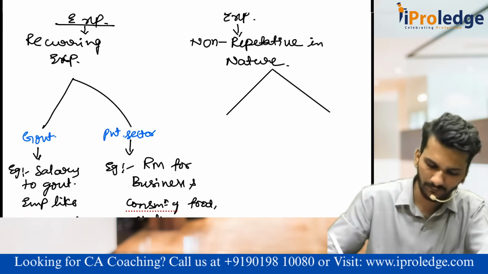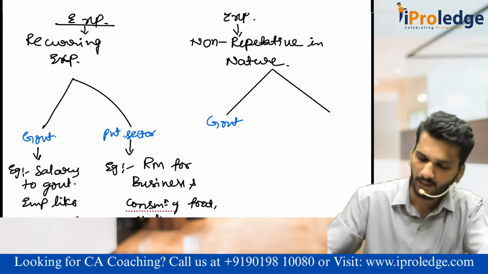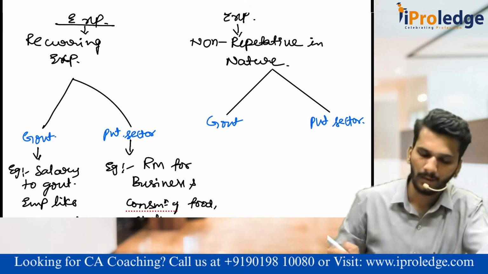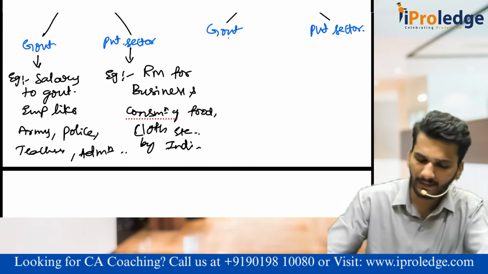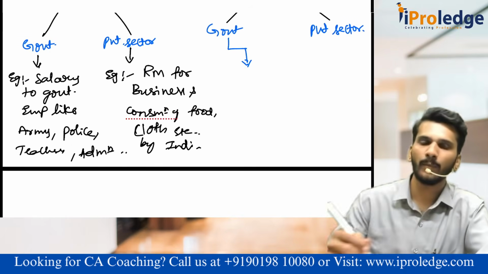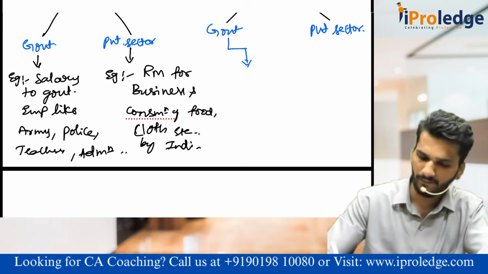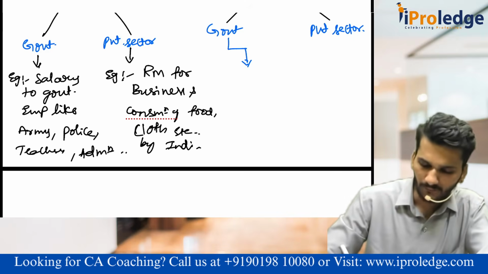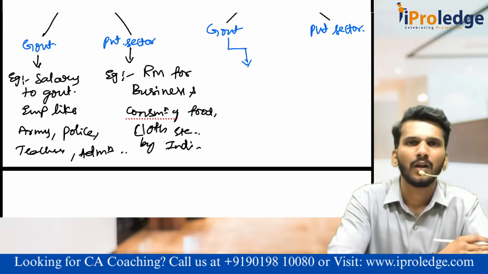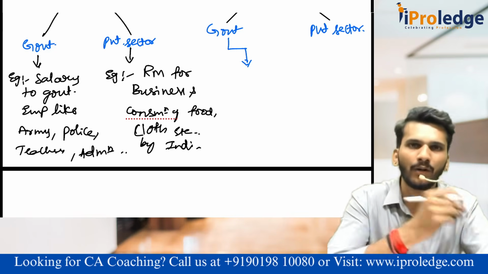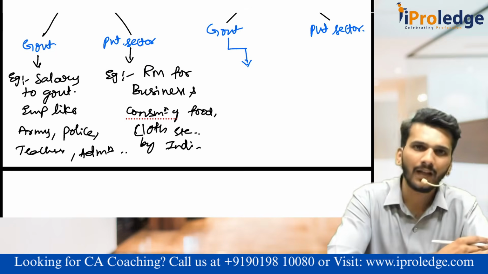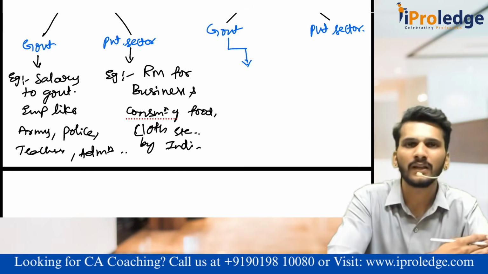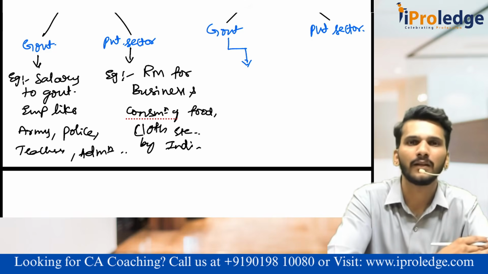So one is government, one is private sector. Under government, why does the government spend money? When I say capital expenditure, who lays the road? Yes sir, government only will lay the road. Is it done on a daily, monthly, or yearly basis? No. Maybe once in 20 years, once in 30 years. That is a capital expenditure.